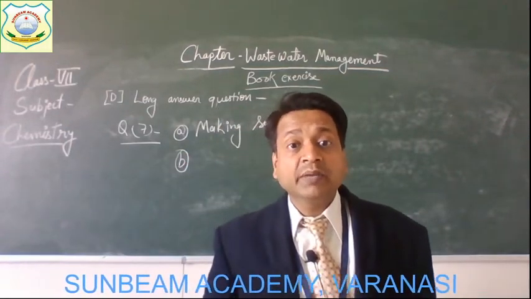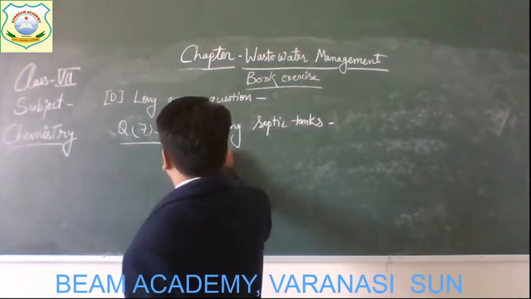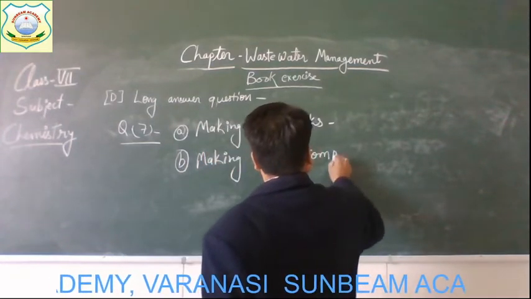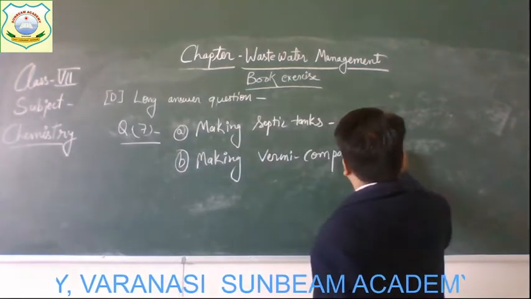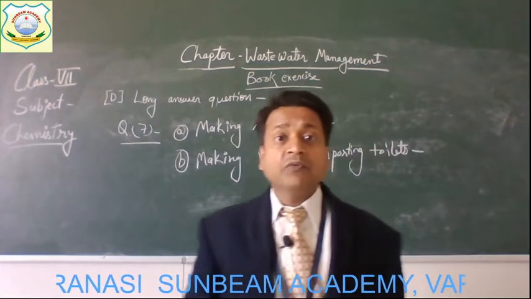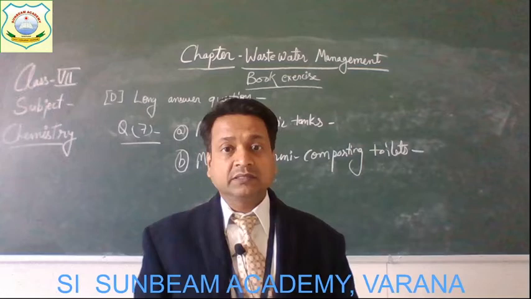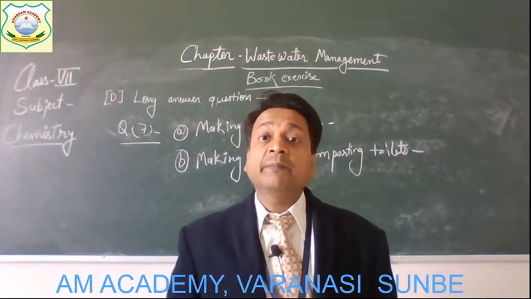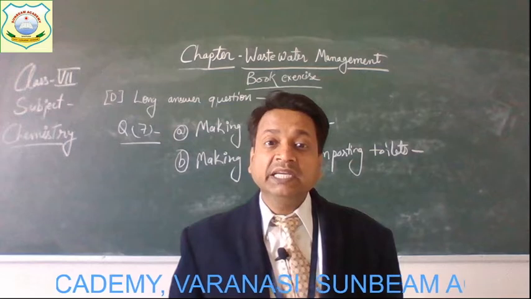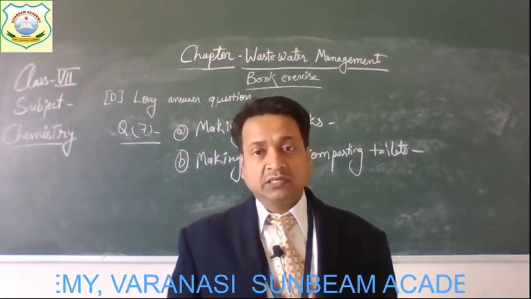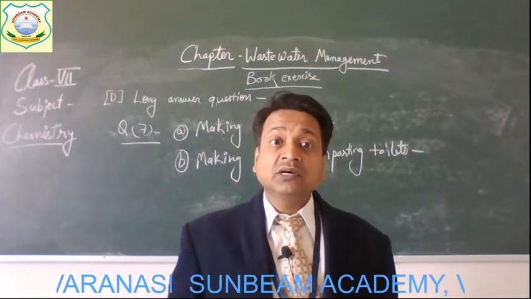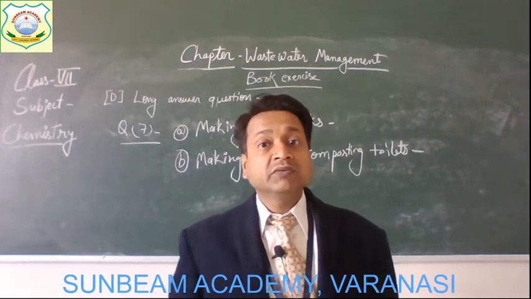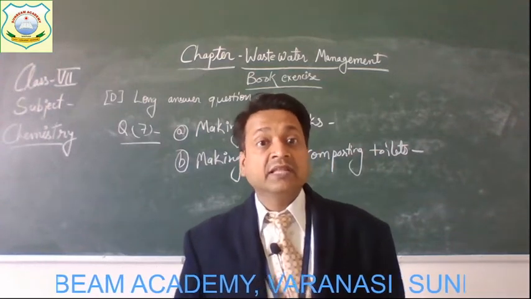Now the second is making vermi processing toilets, or vermi composting toilets. In such toilets, the sewage is treated by earthworms or red worms in a pit. And these worms usually eat all the organic matter and decompose it. So children, this is also a method that can be used in places where a proper sewage treatment plant is not available. And now the third one.